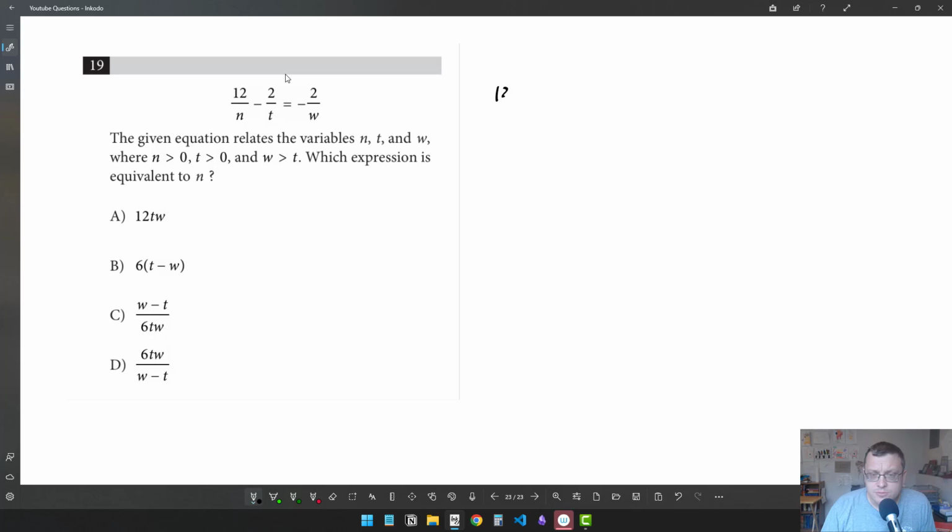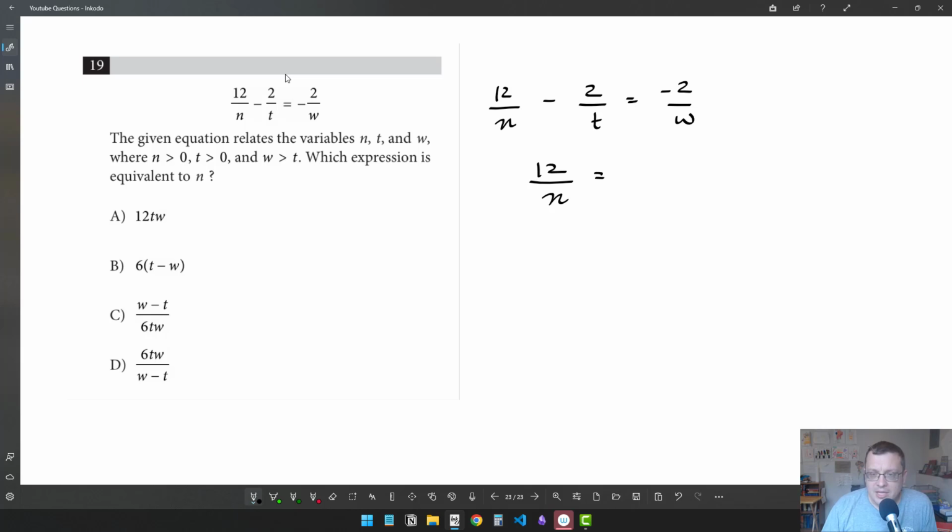So let's write our equation. We have 12 over n minus 2 over t is equal to negative 2 over w. And the pain here is we have this annoying n in the denominator. So there are a few approaches here. What I would say is probably the best way to do it, there could be other ways, but the way that immediately jumps to mind is let's just move this over here. Let's get the term with the n by itself, and then we'll deal with what's left.